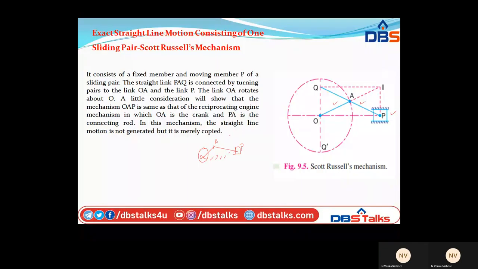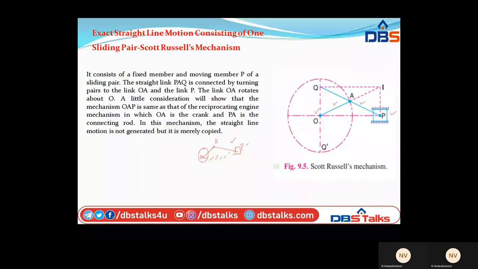So it consists of a fixed member and a moving member P of a sliding pair, and the straight link PAQ is connected by a turning pair to the link OA and the link P. The link OA is rotating about the fixed point O, and the mechanism OAP looks like a reciprocating engine where OA is a crank and AP is the connecting rod. This mechanism is called the straight line motion mechanism, which is not generated exactly but may be almost copied. It is just like a reciprocating engine, but it is not the same.